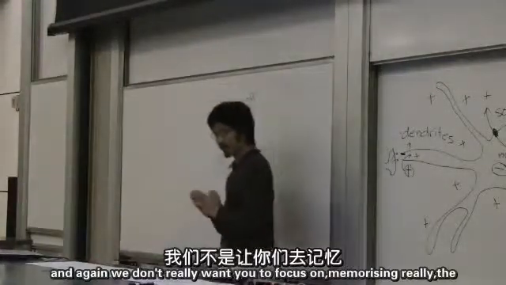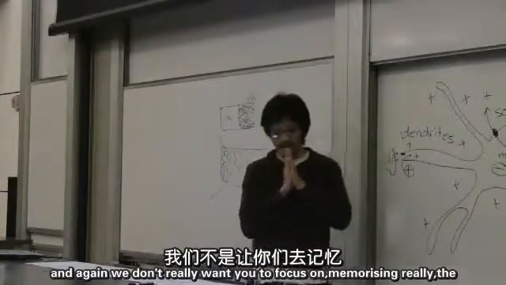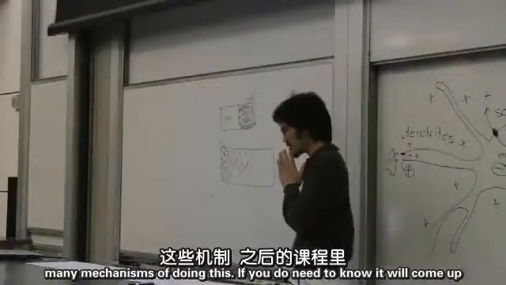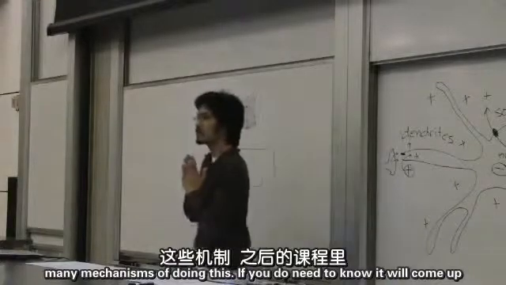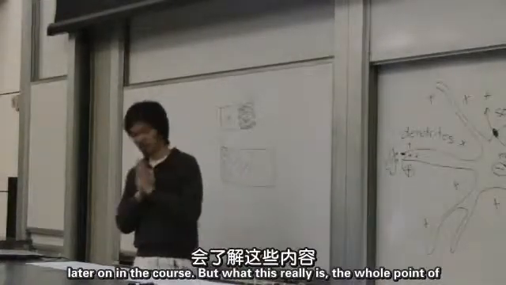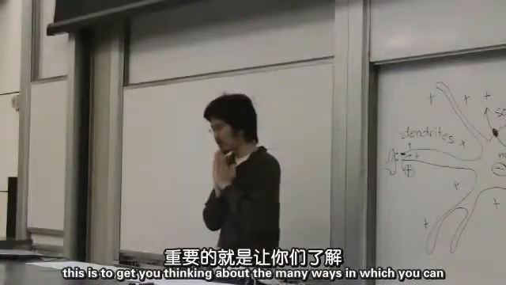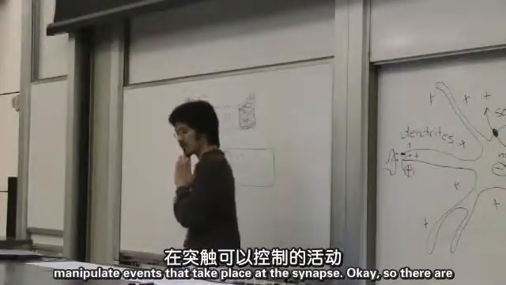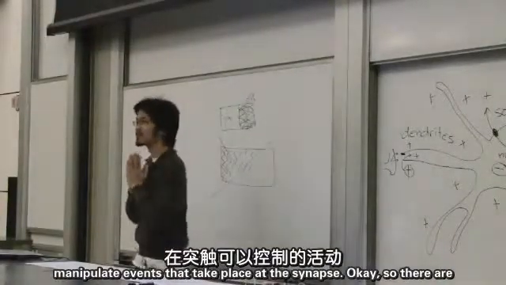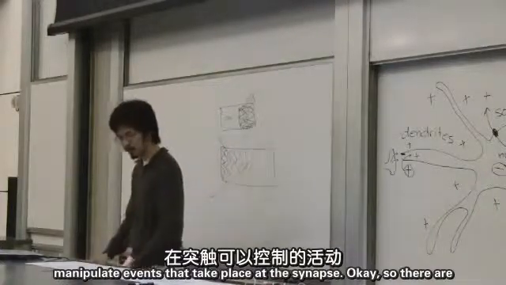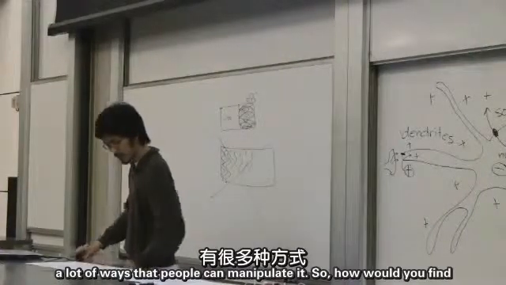Again, we don't really want you to focus on memorizing the many mechanisms of doing this. If you do need to know, it will come up later on in the course. The whole point of this is to get you thinking about the many ways in which you can manipulate events that take place at the synapse. So there are a lot of ways people can manipulate it.